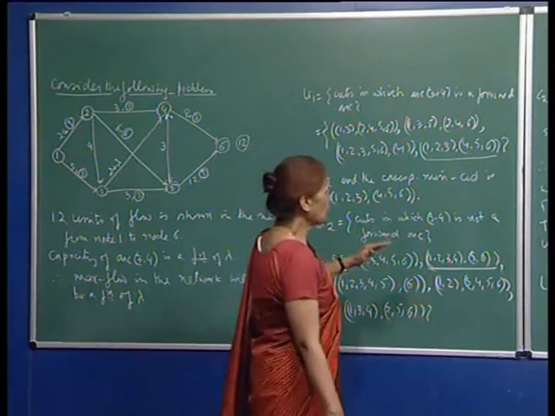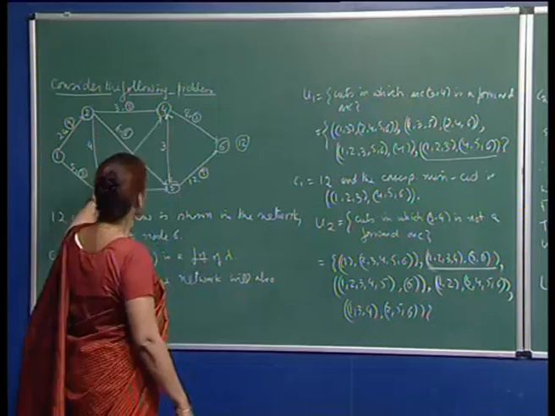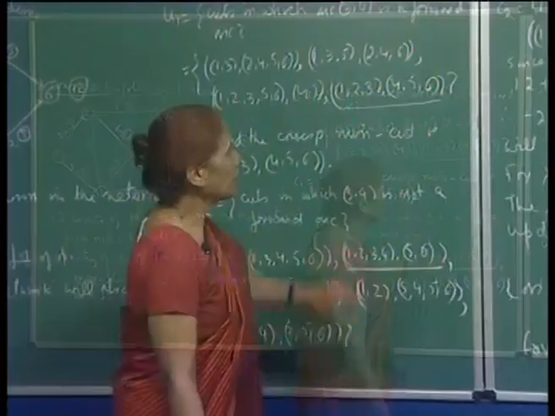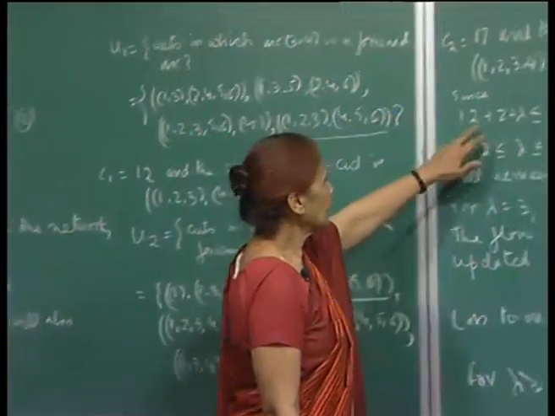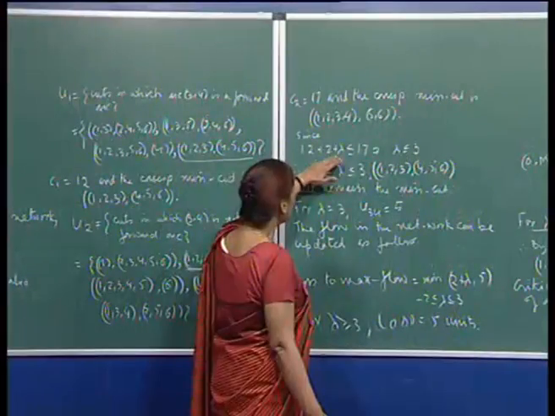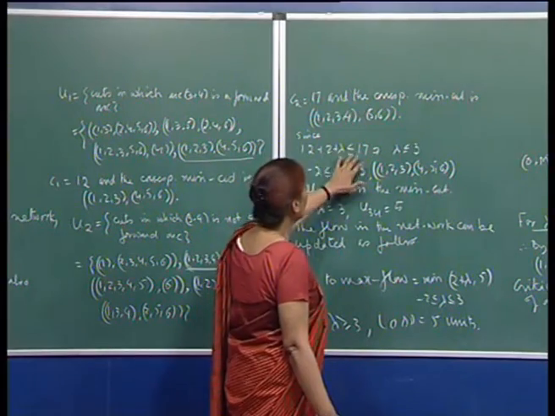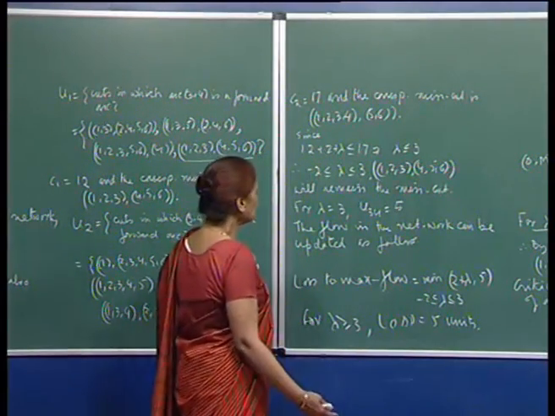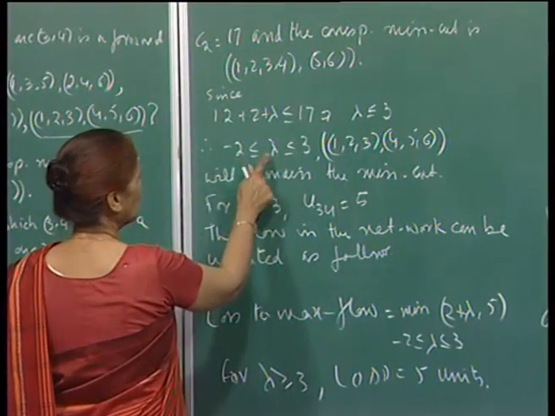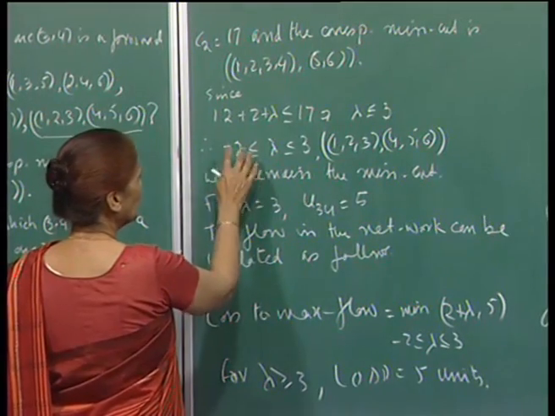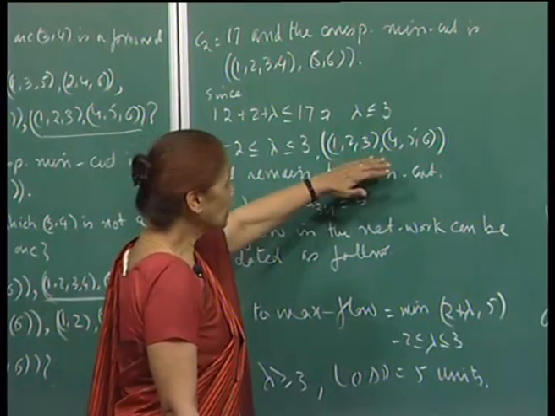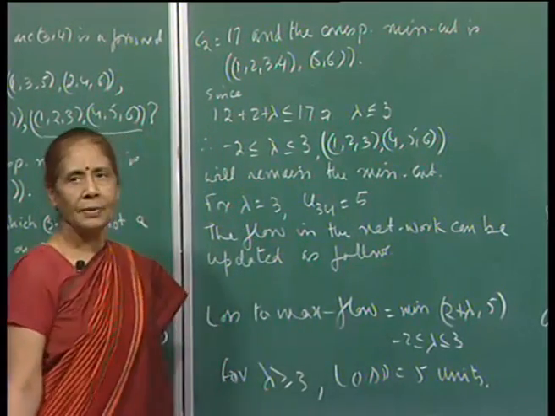So, now you want to know how far the capacity of arc 3 4 can be increased so that the cut 1 2 3 4 5 6 remains the min cut, and for that you want 12 plus 2 plus lambda, because the capacity of arc 3 4 is 2 plus lambda. This total should be less than or equal to 17. So this implies lambda is less than or equal to 3, and lambda can be as low as -2. So, as long as lambda is between -2 and 3, the cut 1 2 3 4 5 6 will remain the min cut, right.